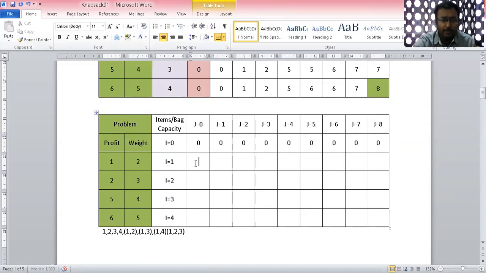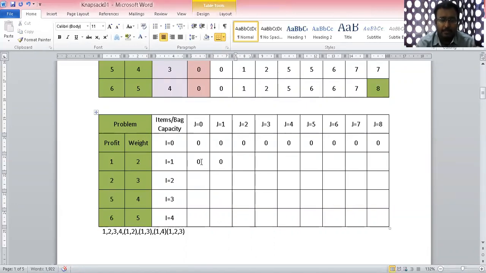Now, coming to item number 1, what will this box take the value as? Just move to the top and see the bag capacity j is equal to 0. Item number 1 has weight 2, so we cannot add item number 1 when the bag capacity is 0. So I'll add a 0. Similar way, when the bag capacity is 1, I am not able to add my item number 1 because its weight is 2. So I put a 0.